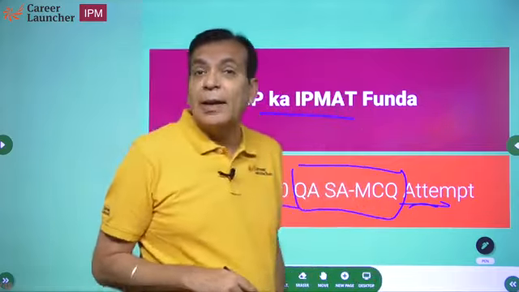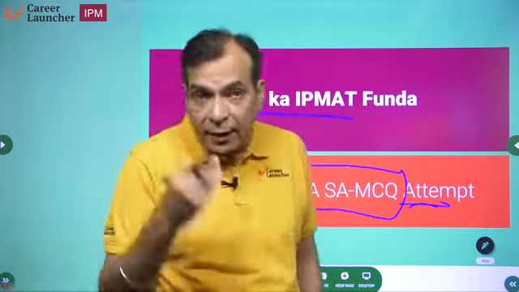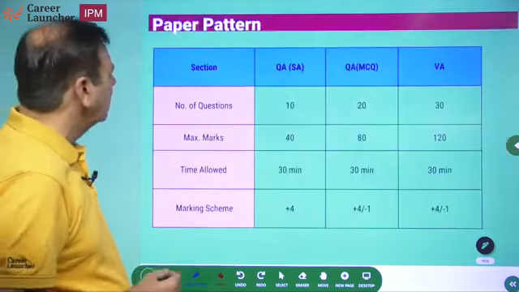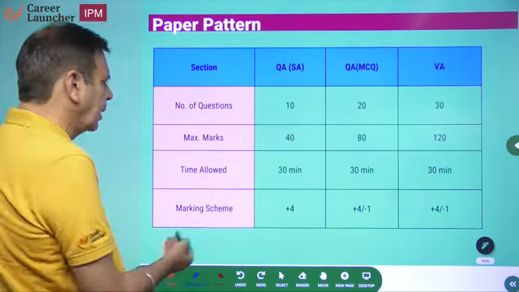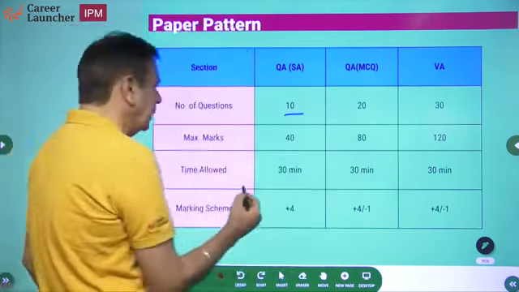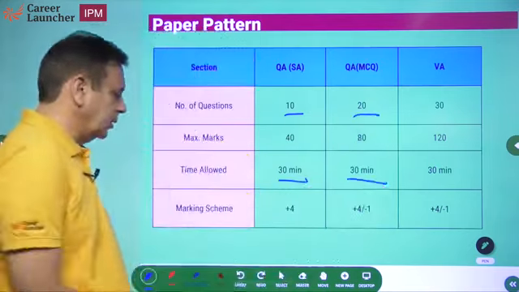I had earlier done the 2019 paper. I hope you have got an idea of the jugaad methods, or the way by which the paper has to be solved. Before we start, very quickly look at the paper pattern, something that all of you know. 10 questions of essay to be done in 30 minutes. 20 questions of MCQ also to be done in 30 minutes.